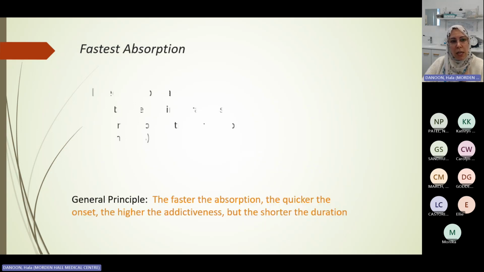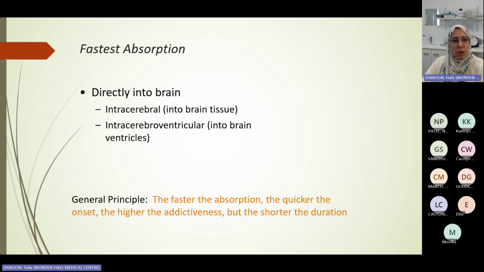The fastest absorption is directly into the brain, through intracerebral administration into brain tissue or intracerebroventricular into brain ventricles. Now, the faster the absorption, the quicker the onset, the higher the addictiveness, but the shorter the duration, because you are sending it straight into an area with a high blood flow going in, and that means we'll have high elimination as well.